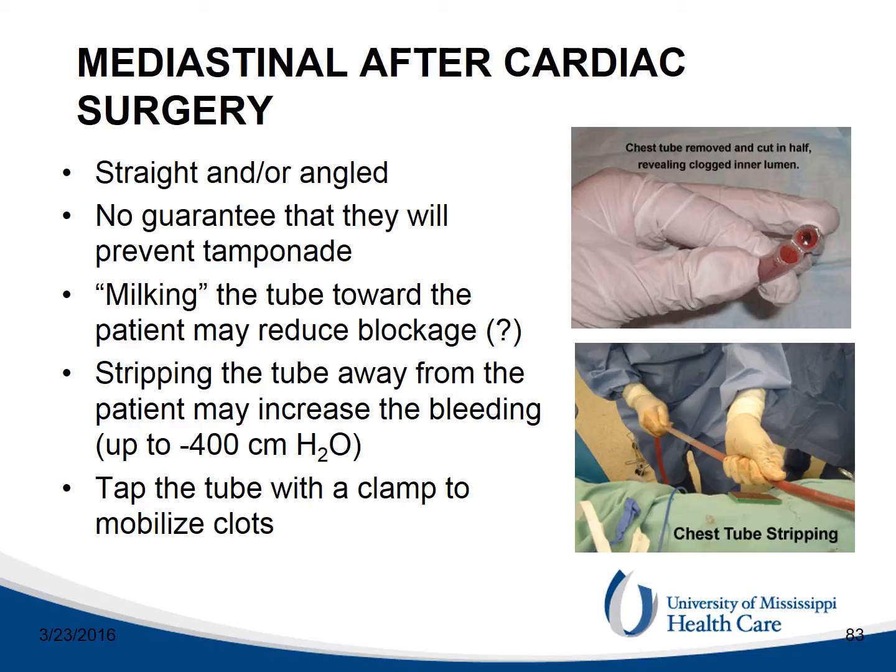After cardiac surgery, straight and/or angled tubes are used to drain the area behind the sternum, the pericardium, and, if necessary, an open pleural space. Cardiac tamponade is possible even in presence of well-placed chest tubes. Stripping the tube away from the patient to reduce blockage is discouraged, since it may increase the bleeding by generating a negative pressure in excess of -400 cm of water. Tapping the tube with a clamp to mobilize clots is an efficient way to prevent tube's blockage.